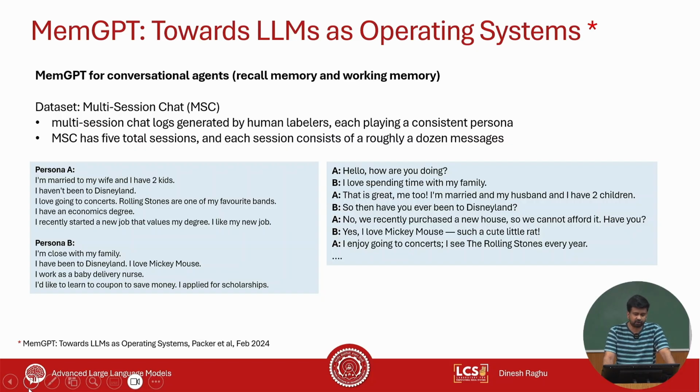Now when these two people have conversations, the conversations would look like this. Hello, how are you doing? And then B says, I love spending time with my family. That's great. Me too. I'm married and my husband and I have 2 children, right? It goes like this, so this is consistent with their personas. This is one chat session. Typically one chat session has around 12 to 15 messages. Then they simulate a time gap and have multiple sessions. Each multi-chat session has a total of 5 different sessions in them. So this is how the multi-chat setup looks.